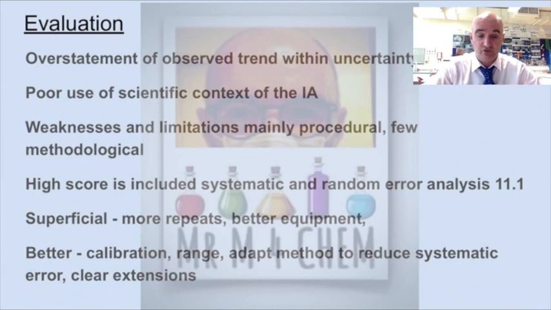Evaluation, again, the hardest one to do. Students often overstate the trend because, as I've just mentioned, it's within the uncertainty range. There was a positive, negative correlation, whatever it happens to be. But if it's not beyond the uncertainty range, no points, not good.